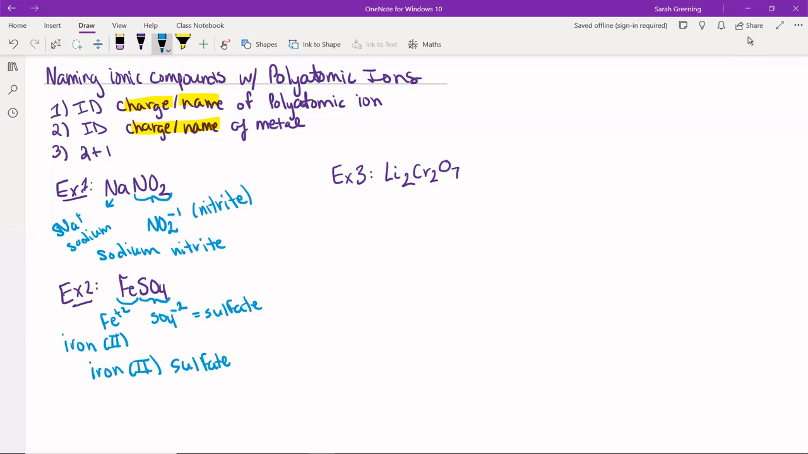Another example. This one is a little more complex of a polyatomic ion, and I don't think I've gone over this one in a previous video, but it is on a list somewhere in your textbook of polyatomics that you should know. This is Cr2O7 minus 2, and it is known as dichromate, because there's two chromiums, hence where the di comes in. So dichromate. And we have Li plus 1. There's two lithium atoms, but this is not a transition metal, so we don't need to worry about Roman numerals. Knowing the charge is just so you know how many lithium atoms there are. So Li plus is simply lithium. And if we put it together, you have lithium dichromate.